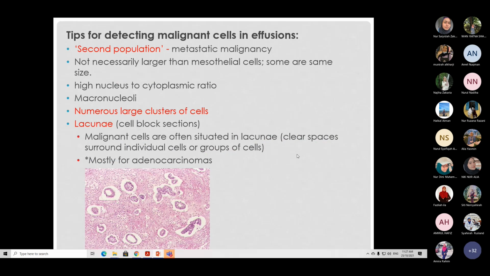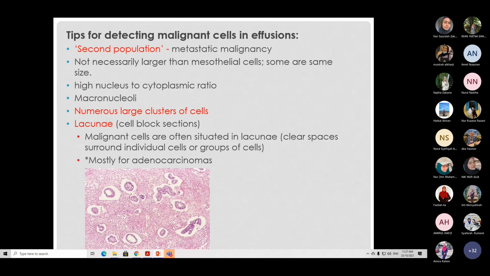Right. So what are the tips? Okay, here I put some tips for you to identify or detect the malignant cells in effusion. Just now you received the slide, collected the specimen, stained, and viewed under the microscope. So as a cytology officer in the future, how are you going to detect the malignant cells in the pleural, peritoneal, or pericardial effusion?